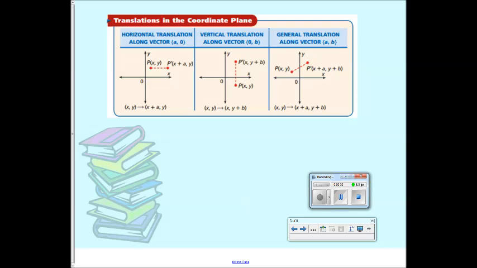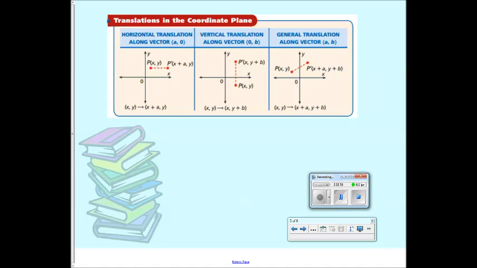So A is going to be a number. If A is 4, that means it's moving 4 to the right. If A was -6, that means it's moving to the left 6 spots. That does not mean that it moves to the coordinate -6. That means you move 6 boxes. So if you're starting at 4, you would end up at -2. If you're starting at -2, you would end up at -8.